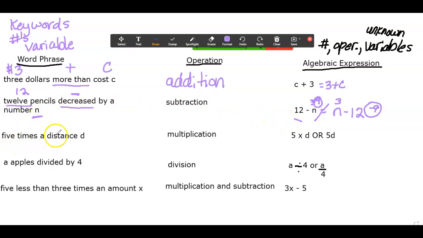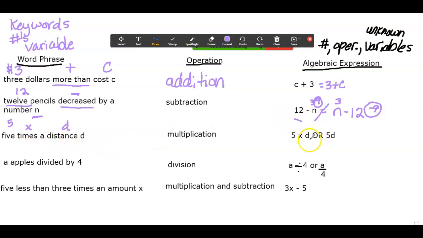All right, so looking here again, I see my number is 5. I see my keyword, oh, well, look at that, times. Well, that's multiplication. And then the variable is d. That's actually a pretty easy one, 5 times d.